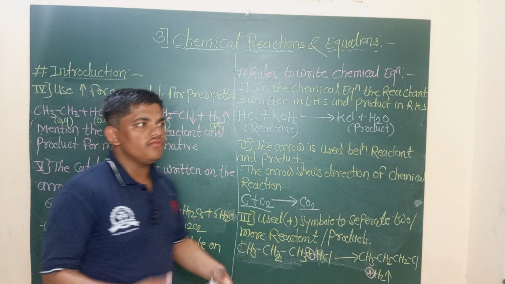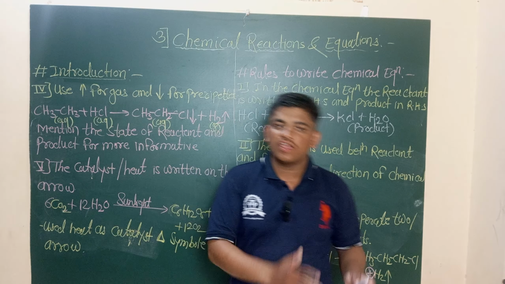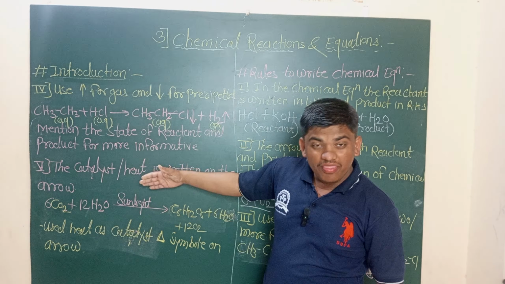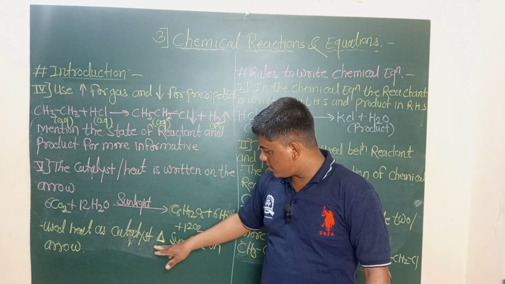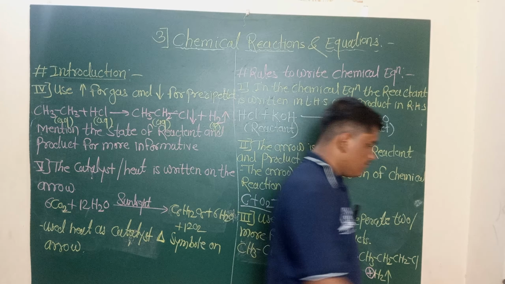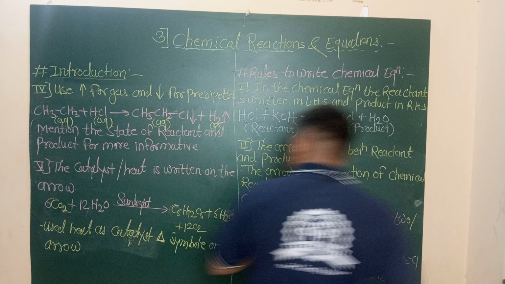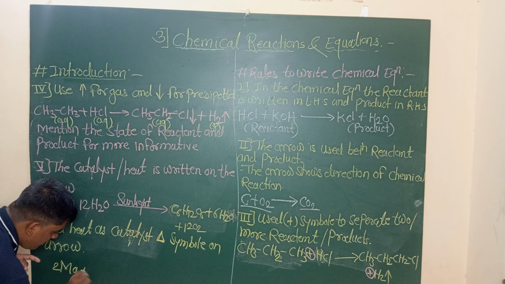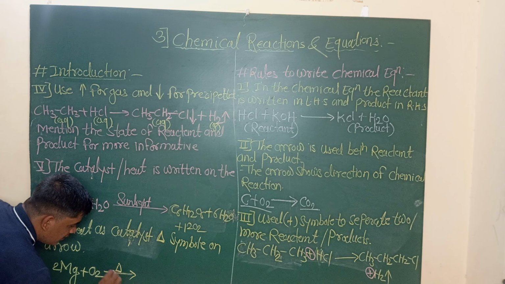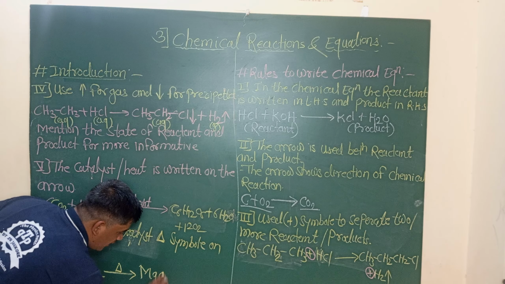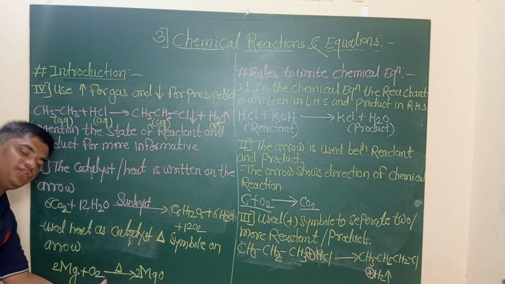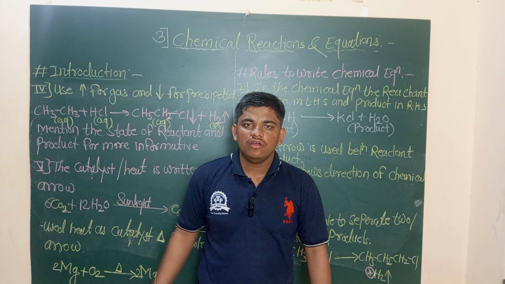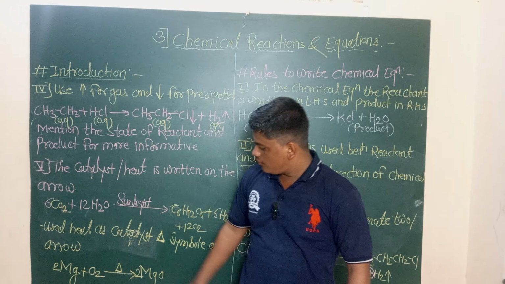The last one: the catalyst or heat, which helps to complete the chemical reaction but does not get involved in the chemical reaction. The catalyst is written on the arrow. For example, the symbol of heat: when magnesium, 2Mg plus O2, is heated to form magnesium oxide, 2MgO, the heat is used in the chemical reaction and it is written on the arrow.